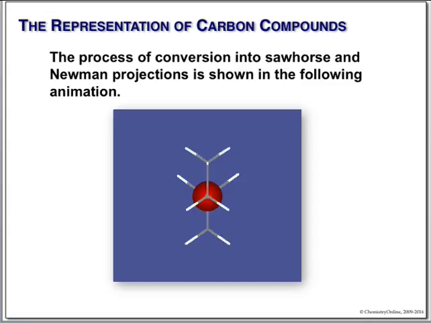Lots of times in organic chemistry, you care about the orientation of groups relative to each other. Sawhorse projections and Newman projections can be very useful at trying to figure that out.